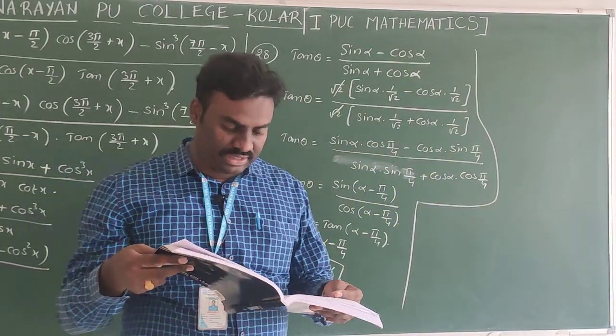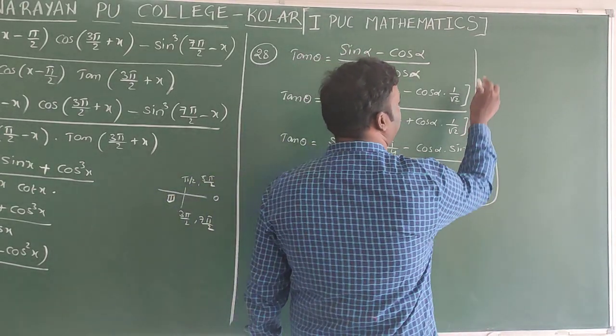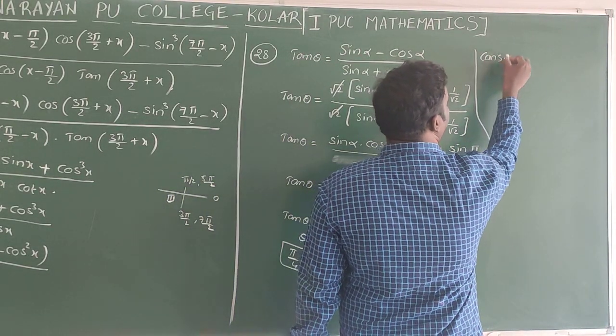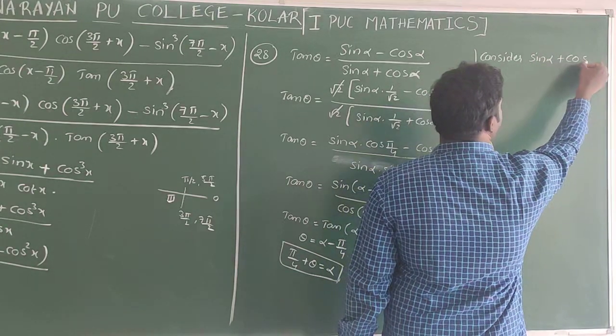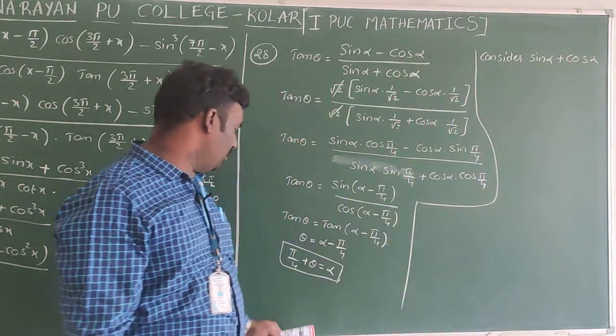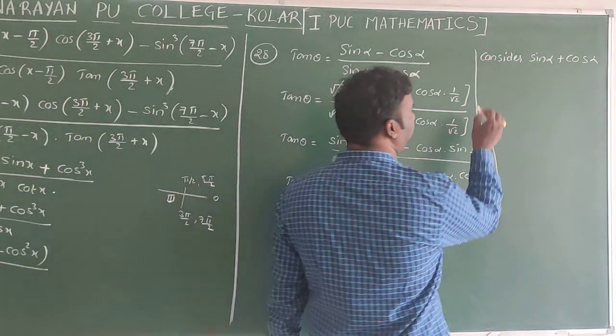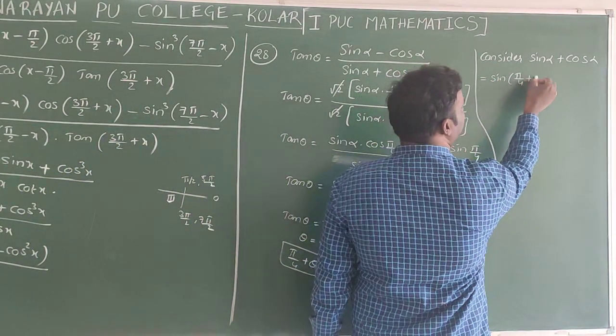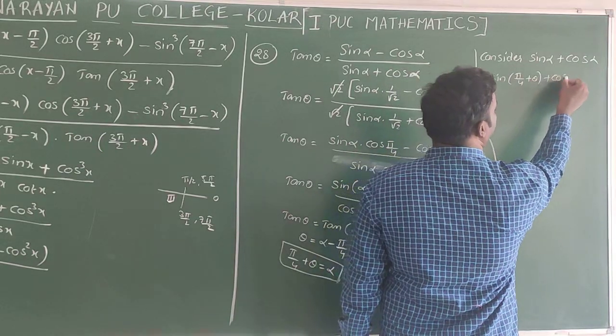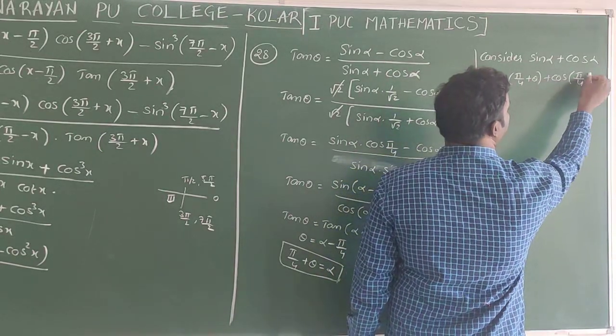Now what are the values we need to find? First you need to find the value of sin alpha plus cos alpha. Consider sin alpha plus cos alpha. Alpha value we know, pi by 4 plus theta, that is sin of pi by 4 plus theta plus cos of pi by 4 plus theta.